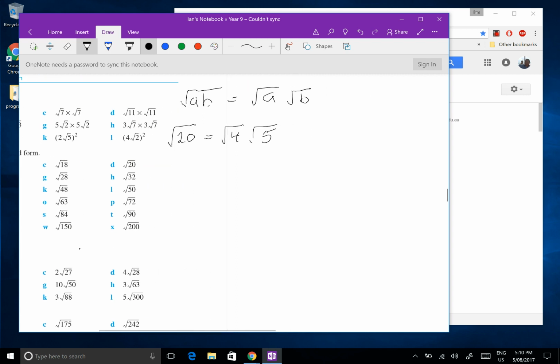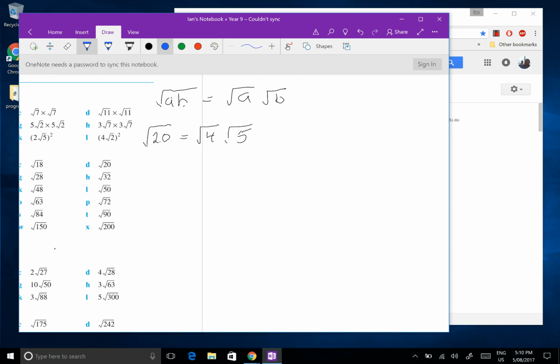Now, I should have mentioned, remember we're looking for square numbers, and our square numbers: 1 squared is 1, 2 squared is 4, 3 squared is 9, 4 squared is 16, 5 squared is 25, 36 is 6 squared, 49 is 7 squared, 64 is 8, 81 is 9, 10 squared is 100, 121 is 11, 144 is 12, and I'm just going to stop there.